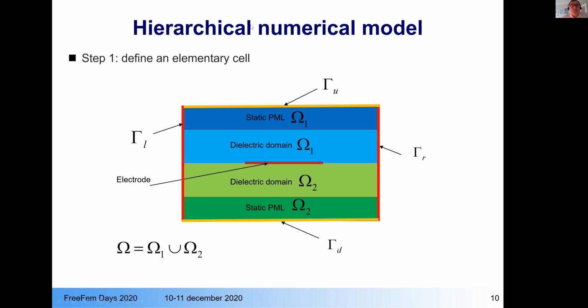So this is an elementary cell bounded by 4 boundaries, the up and down, the left and right. You have two dielectric domains, and you have a static PML part that will account for semi-infinite space. I don't have time to give details about static PMLs, but it simulates the fact that you have a semi-infinite space.